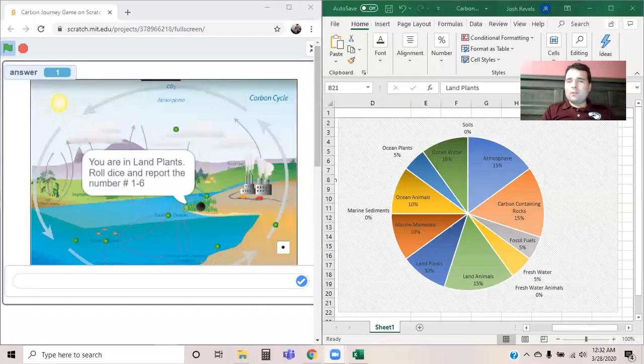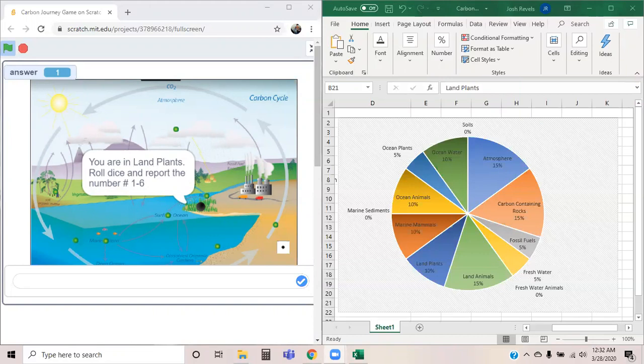Hey guys, I didn't want to leave you hanging on the pie chart, so I went ahead and finished the game, and I'm going to share with you my data and talk about it just a little bit, and maybe you'll see that it is similar to yours, and maybe you'll see that it's different. I'd love to get some feedback or even hear what you got on your results.